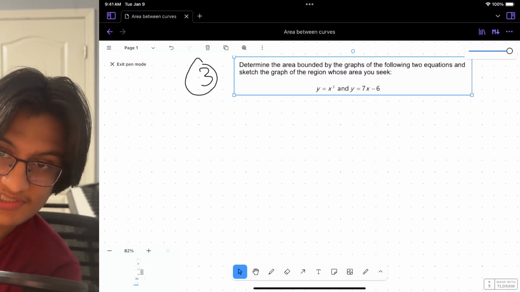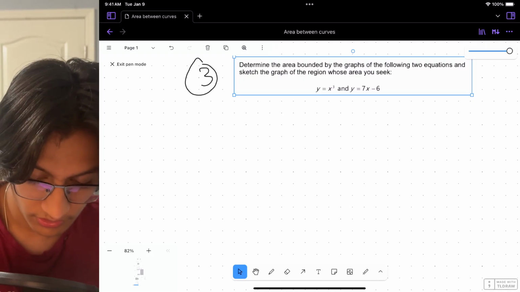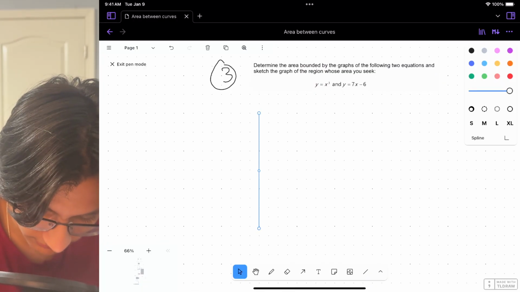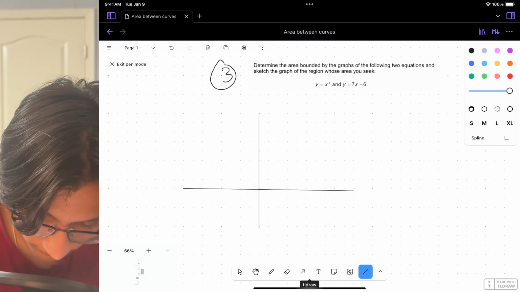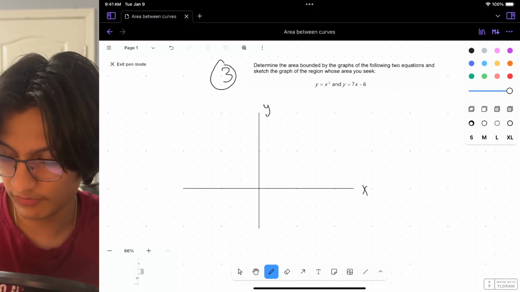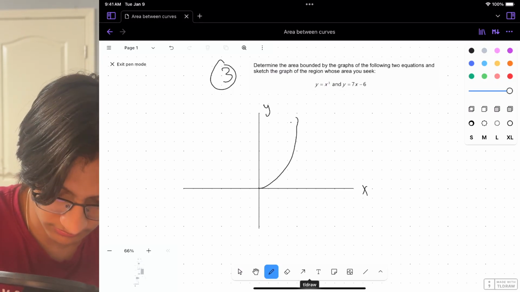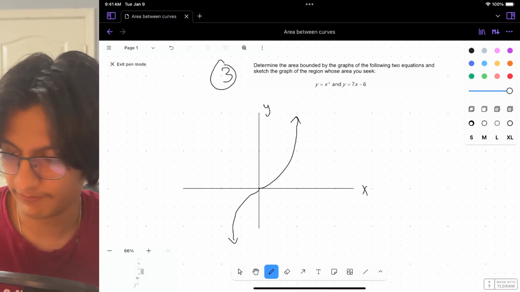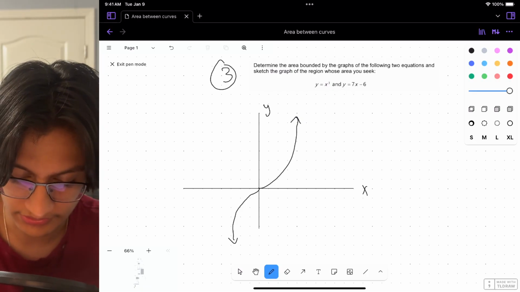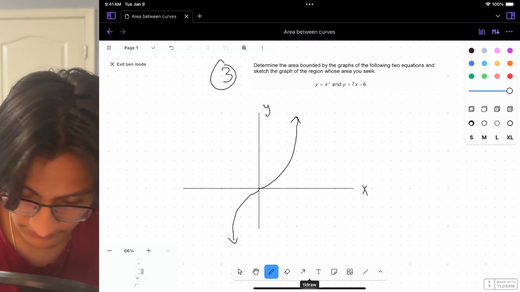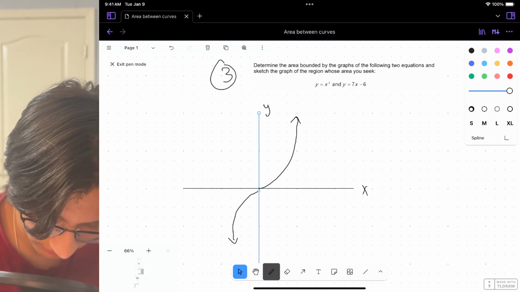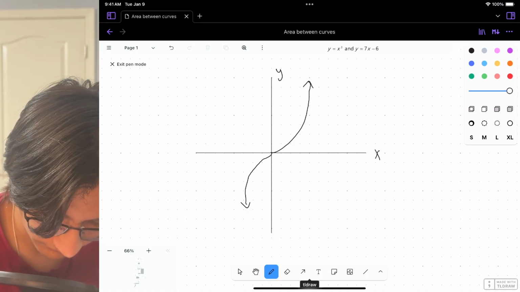And y equals 7x minus 6. Let's graph these out. Label our axes, x and y. And so y equals x cubed is going to look something like this. I mean, that's not actually how it is, but we're just estimating, right? And the line y equals 7x minus 6 is going to be somewhere down here. So I should probably extend this. It's going to be somewhere down here.